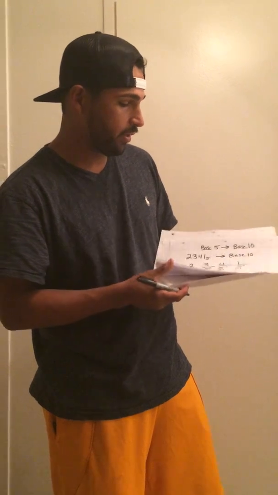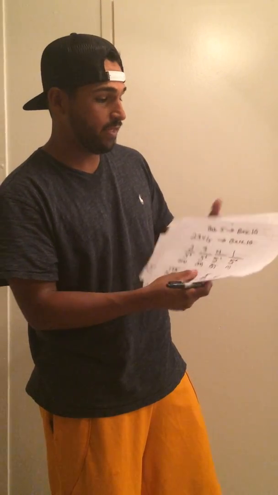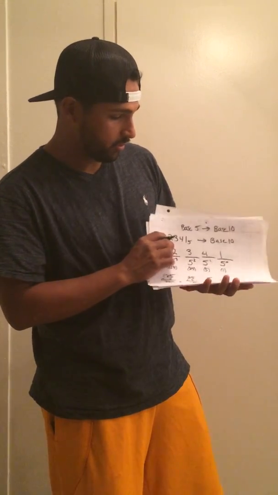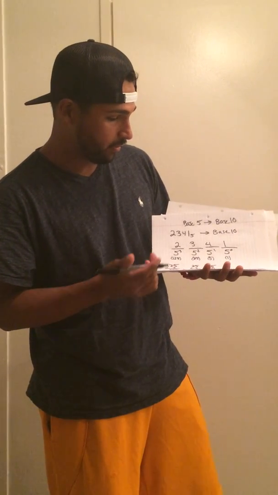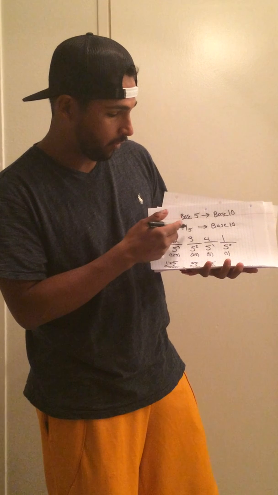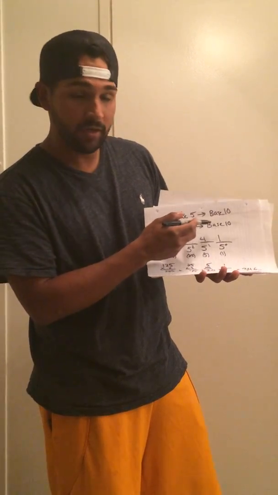Now we're going to do converting from base 5 to base 10. These numbers. So I just picked another random number. We have 2, 3, 4, 1, base 5. We're converting it to base 10.